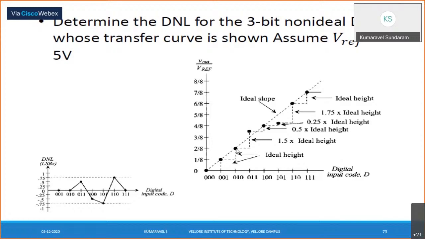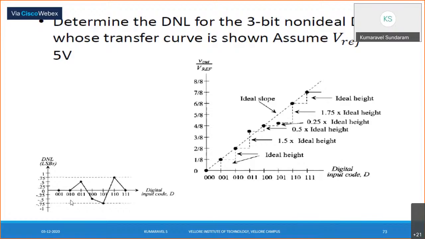For 010 also, the actual height is 2 by 8 and the ideal height also is 2 by 8. That's why it is 0 LSB. Whereas for 011, the ideal height should be at 3 by 8, the dot should be at 3 by 8. But the actual height is going somewhere in the middle, the average of 3 by 8 plus 4 by 8 divided by 2. So the actual height is 0.5 times higher than the ideal height. So we can write it as 0.5 LSB.